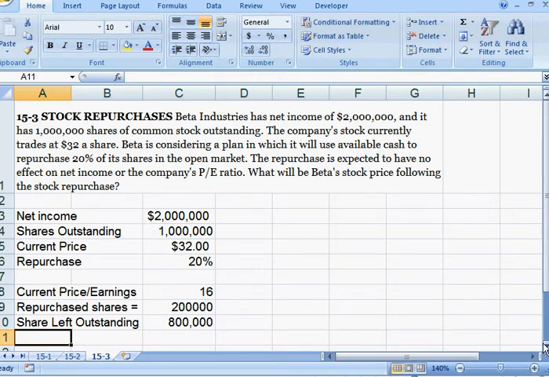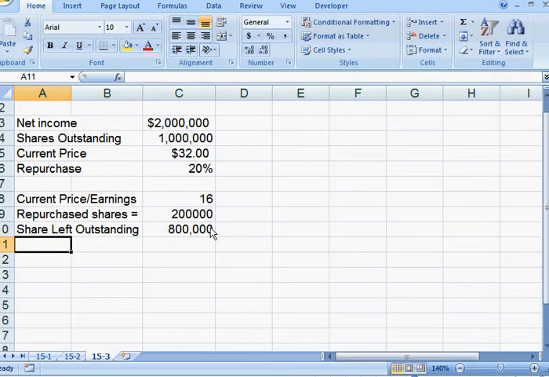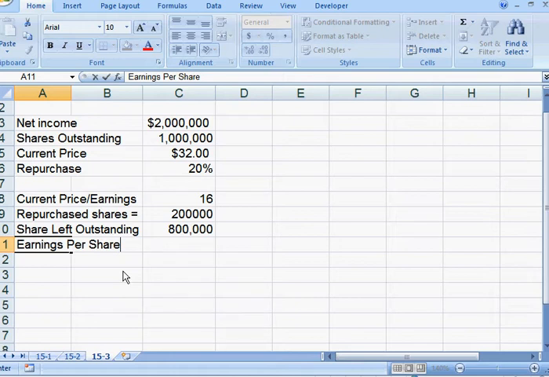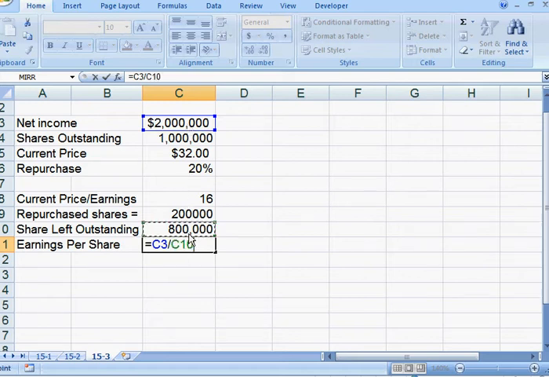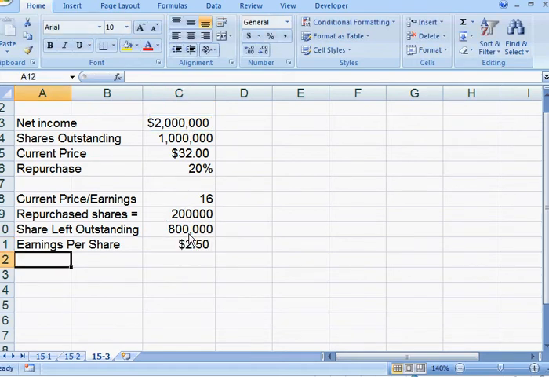So if the net income is going to stay the same at $2 million, then we can recalculate again an earnings per share. And that's going to now equal 2 million divided by 800,000. So the earnings per share is going to go from $2 per share up to $2.50 per share. So the price of the stock should raise based on the price-earnings ratio.